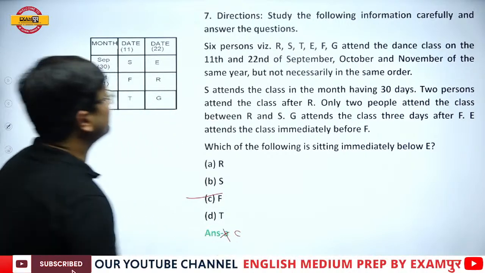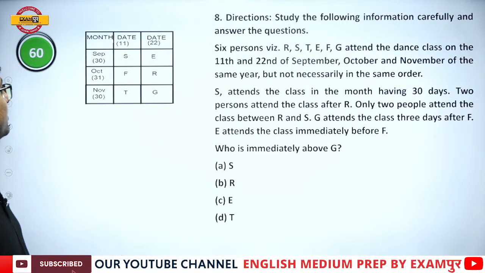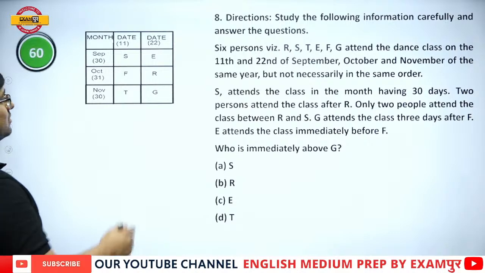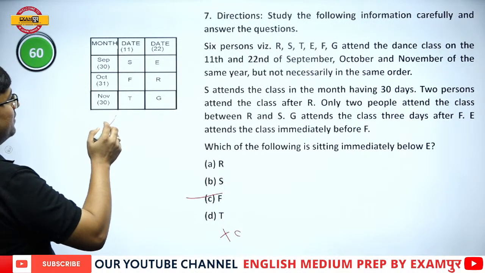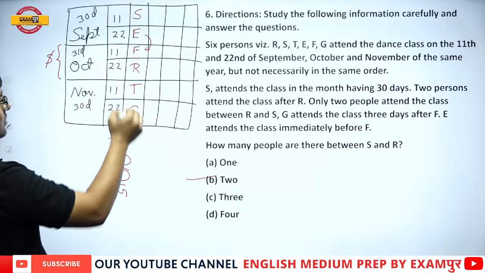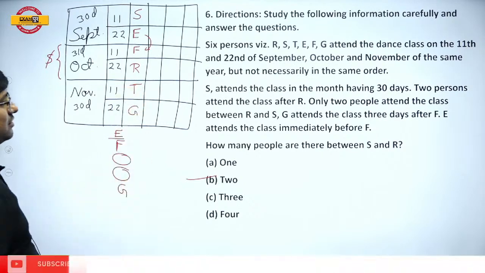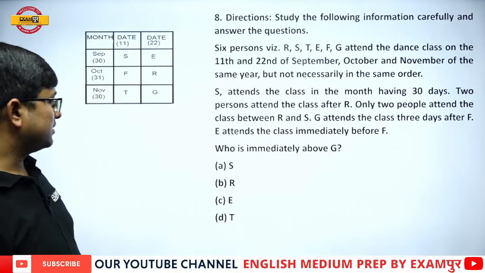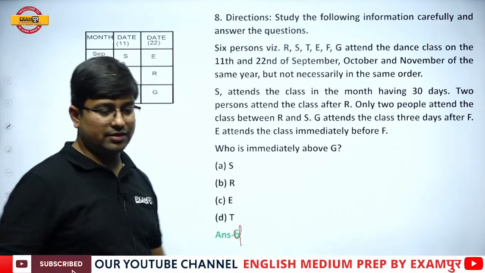Now, the next thing. Who is immediately above G? Immediately above G is, as you can see, T. My dear students, immediately above G, this is the correct one. So this is T. Option number D, that is T.